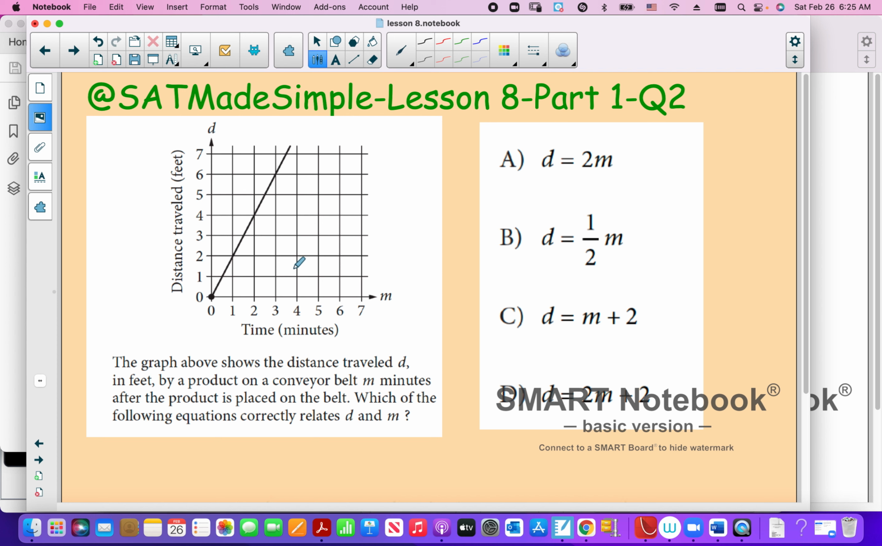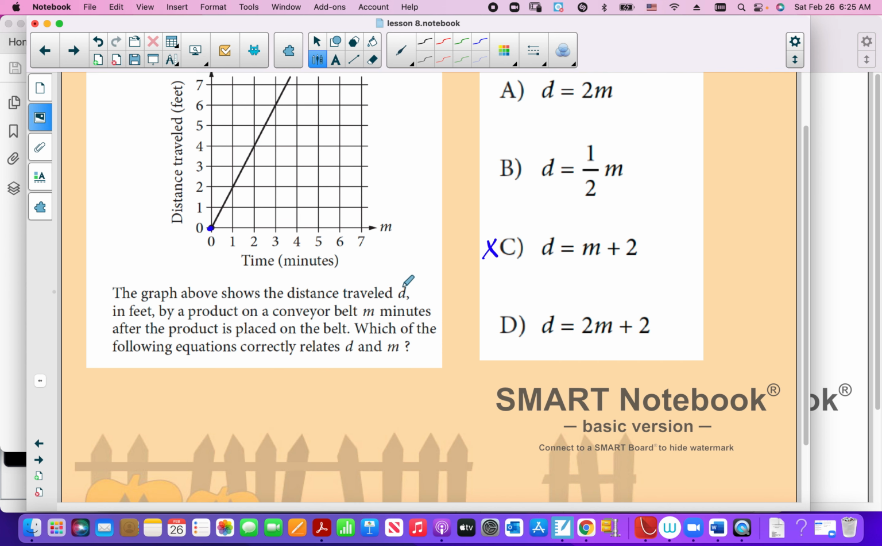Which of the following answers is the equation of the straight line? We notice that it's going through the origin 0, 0, so the y-intercept is 0, so it cannot be D, C, or it cannot be D as well. So that leaves A or B my correct answer.